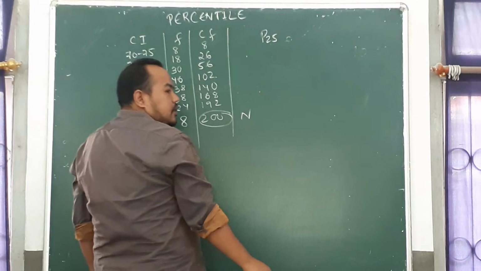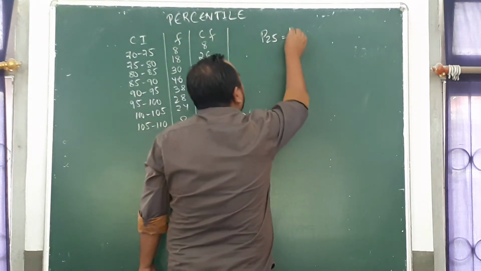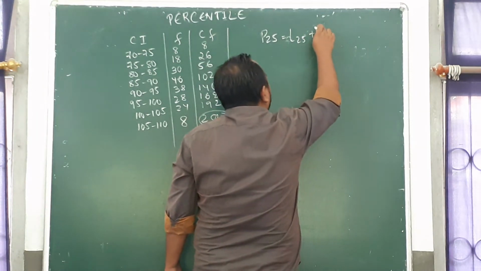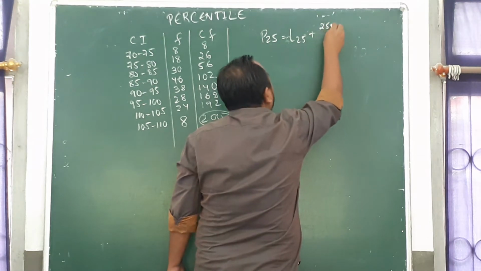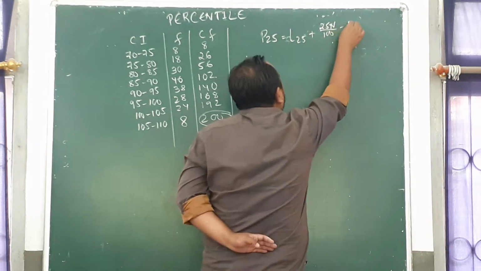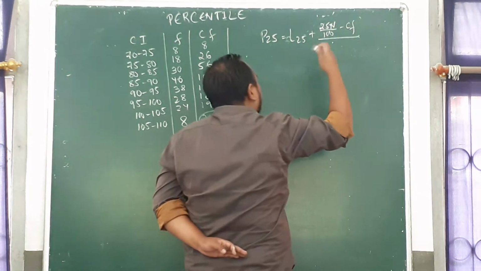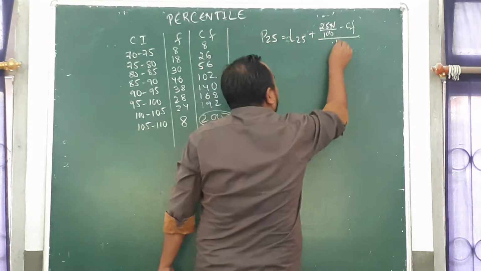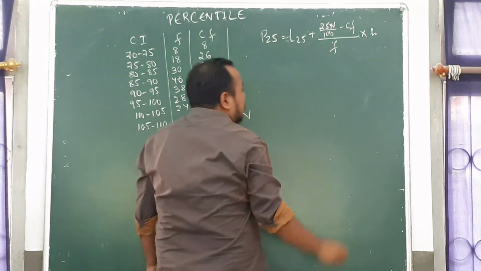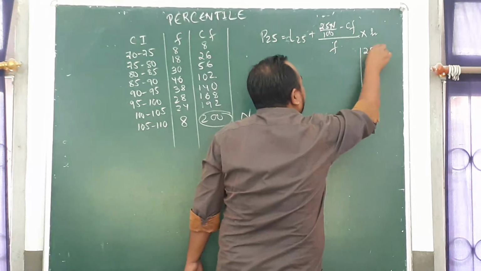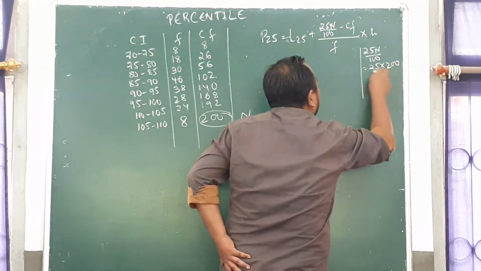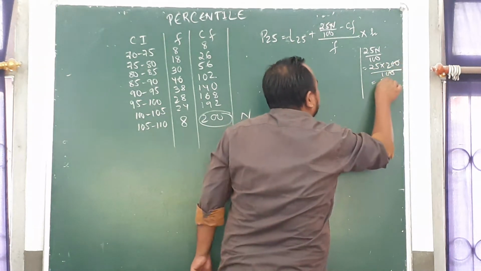In order to find P25, this is what you are going to do. The formula is L25 plus, what was the formula? 25n by 100 minus CF, the cumulative frequency just above the percentile class, divided by the frequency, into the class length. Before I calculate this, let me calculate 25n by 100. So 25 into n, which is 200, divided by 100. The zeros get cancelled, so you get 50.